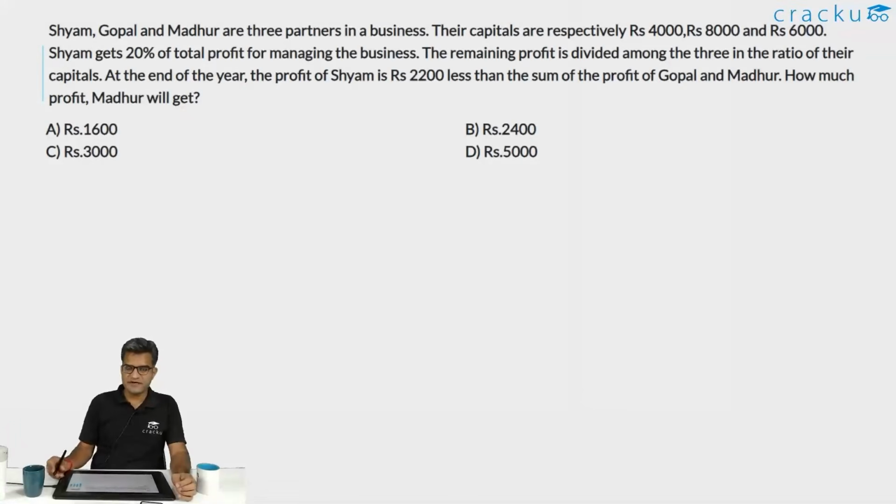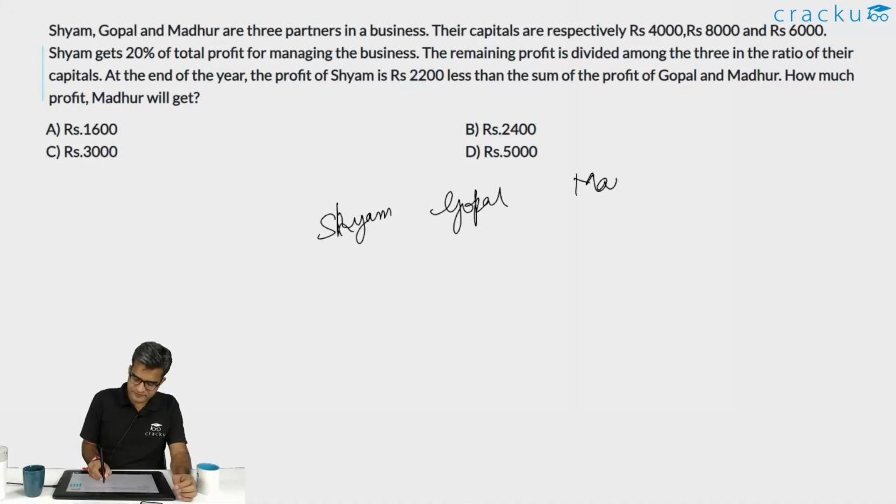In this question, we have 3 partners. The partners are Shyam, Gopal, and Mathur. The capitals that they invested are 4,000, 8,000, and 6,000.